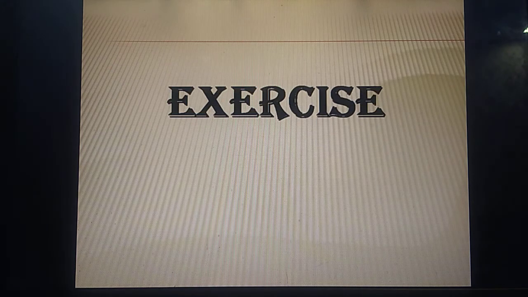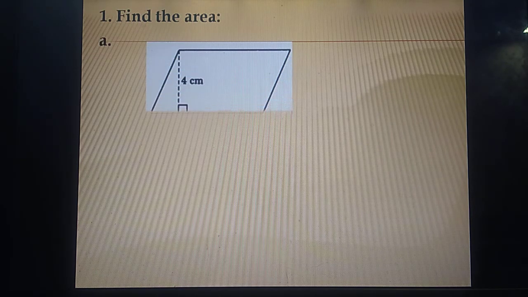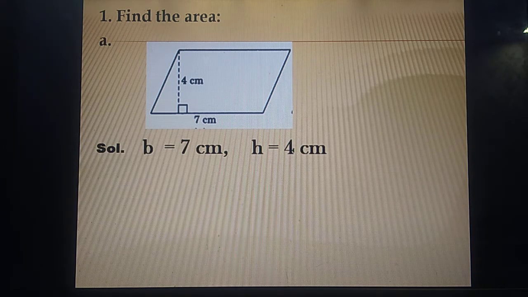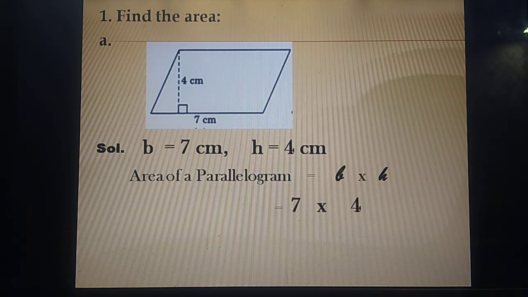Moving to exercise 11.2, question number 1. Find the area. Figures are given to you and we are supposed to find areas of the given figure. Here, a perpendicular line is falling on 7. So 7 is a base and 4 is a height. Area of a parallelogram is base into height. B is 7, H is 4. 7 into 4 is 28. Unit will be square unit.